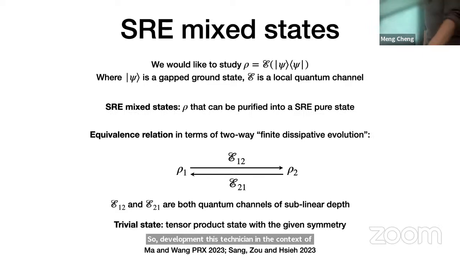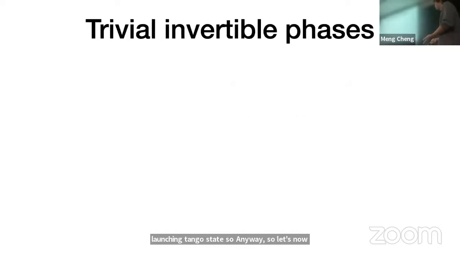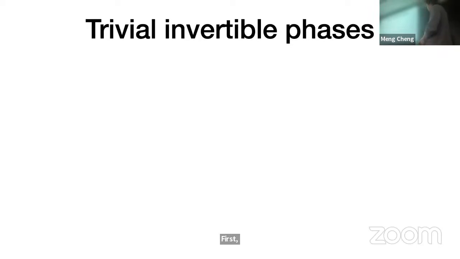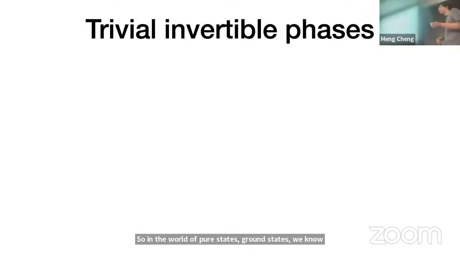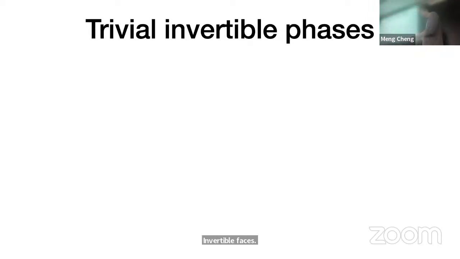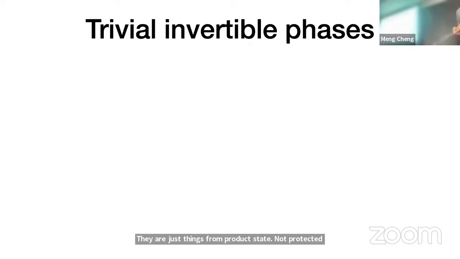So let's now explore the consequences of having this definition. First, with the definition of equivalence relation, there's an interesting consequence already. In the world of pure states, ground states, we know there is this class of ground states called invertible phases. They are not protected by any symmetry. They're still non-trivial. They're distinct from product states, not protected by any symmetry. Examples of that are a p plus ip superconductor, or the Majorana chain in one dimension. Or in the bosonic system, that would be an E8 state in 2+1D.